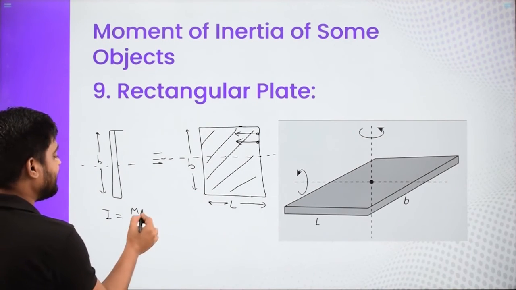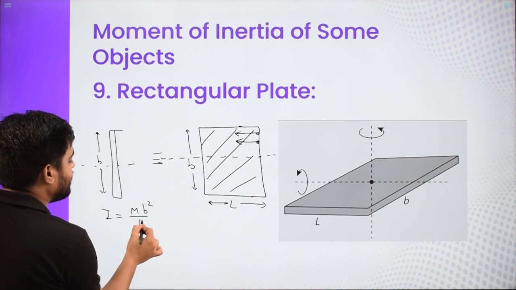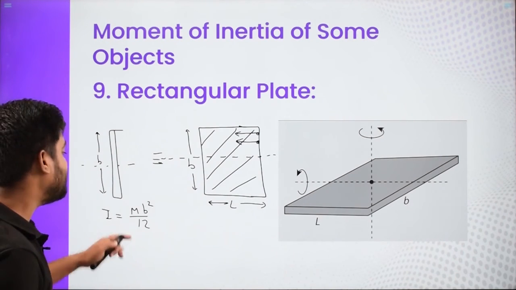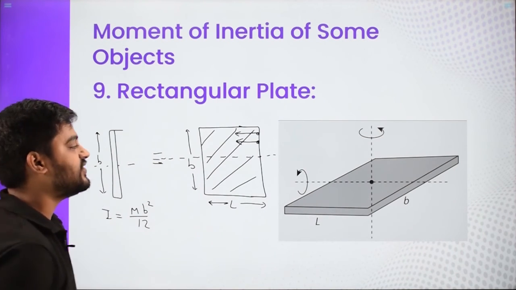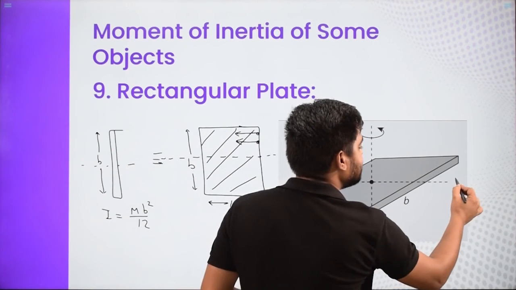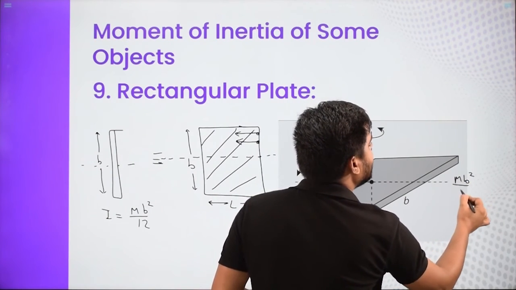But what is the length? Length is b. So mb square by 12. So this is going to be the formula about this axis. The moment of inertia about this axis is nothing but mb square by 12.